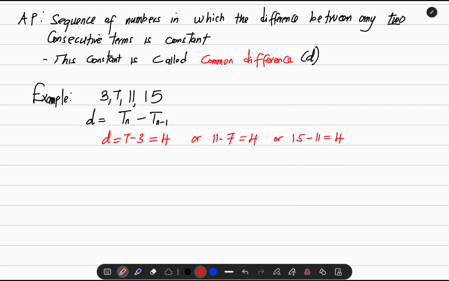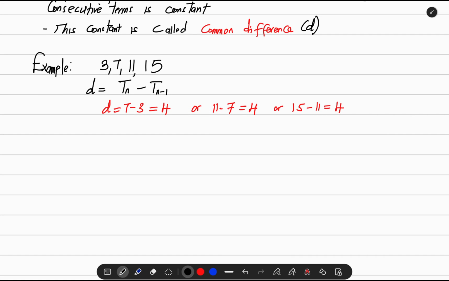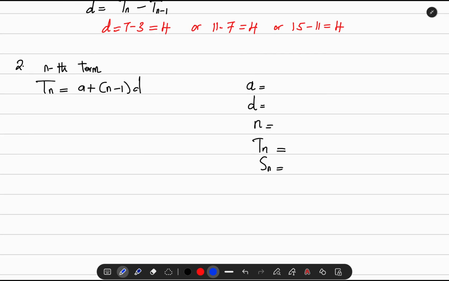Next, so we've done the common difference. Moving on, we look at the nth term. The nth term is given by Tn equals a plus n minus 1 multiplied by d. Now, there are things that you need to know: n, Tn, Sn. This language applies to arithmetic progression.